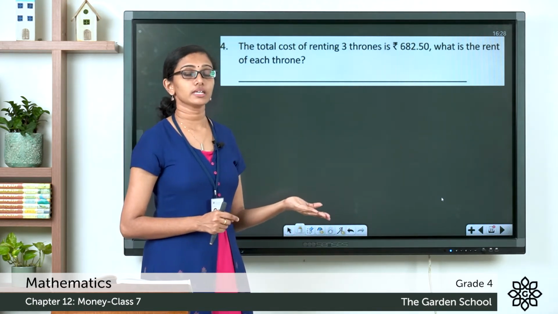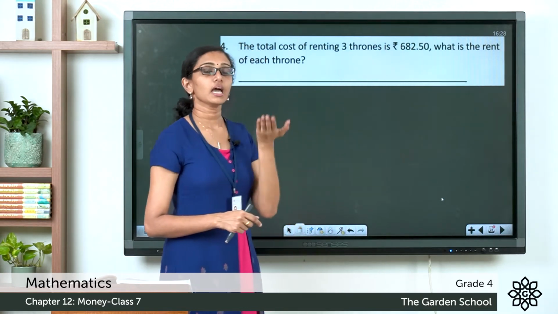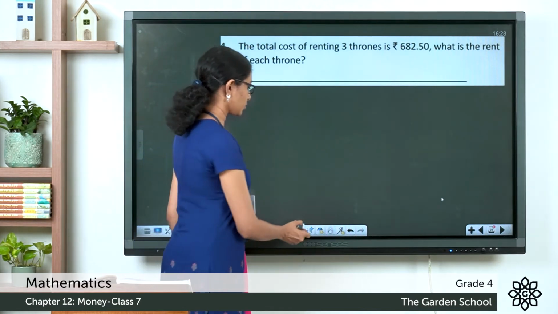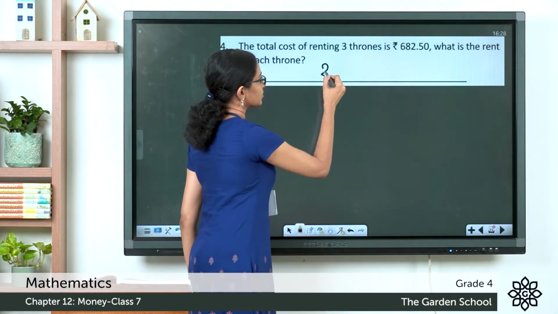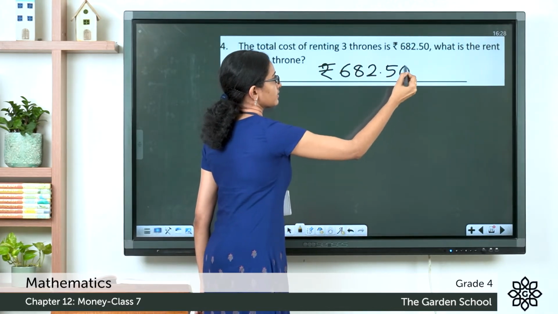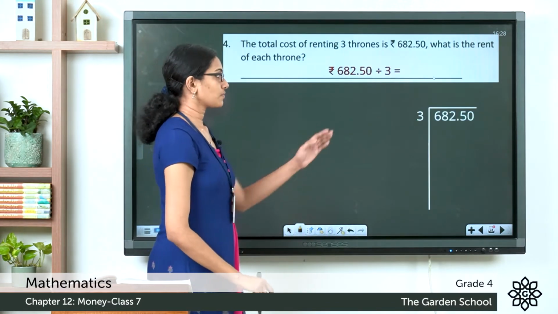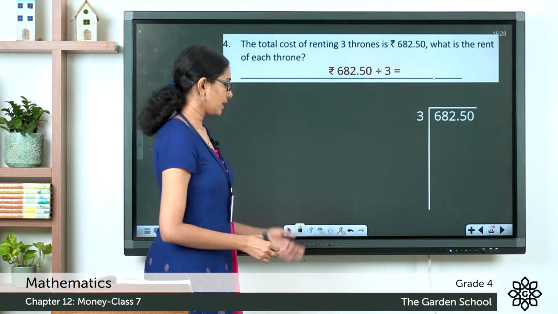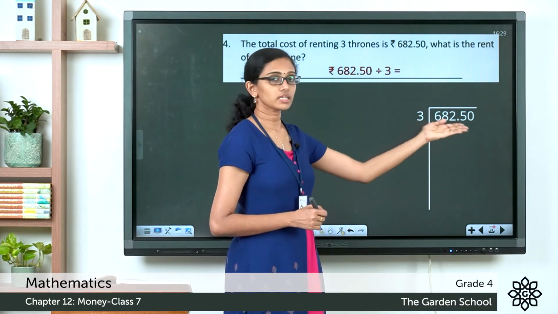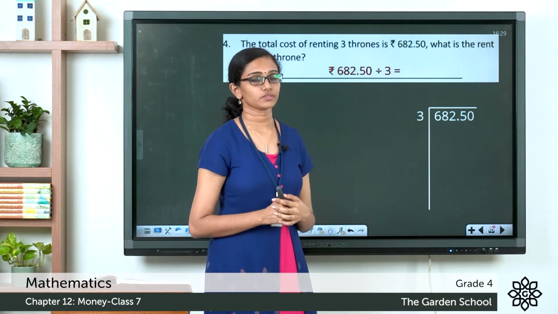We have the rent of 3 thrones. How do we find out the rent of one throne? Just divide this amount by 3 and you will get the rent of one throne. So that would be equal to 682 rupee 50 paise divided by 3. So let's do the division. So we have written the amount in the proper way. So here we have the dividend, which is the total rent of the 3 thrones, and we have the divisor, which is the number of thrones.